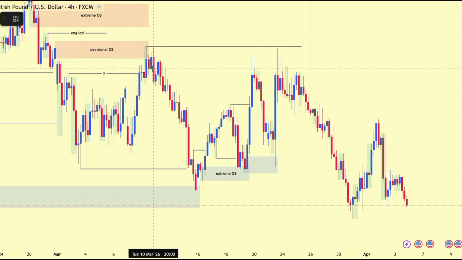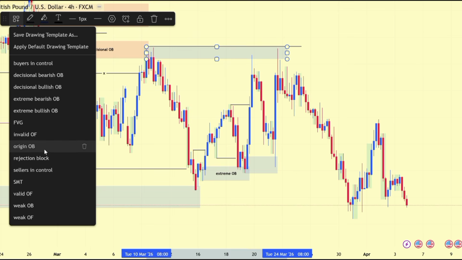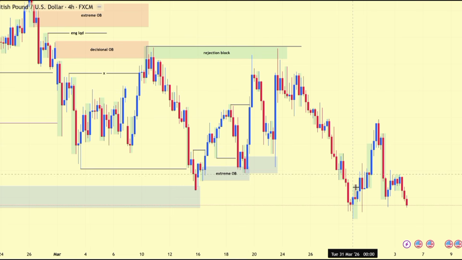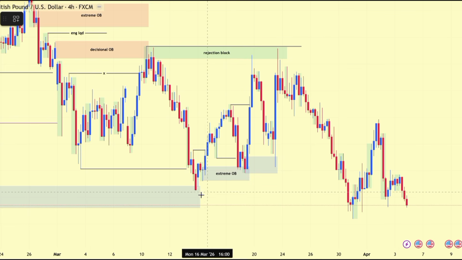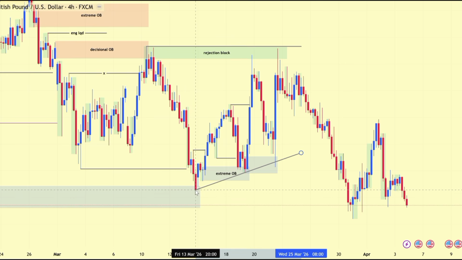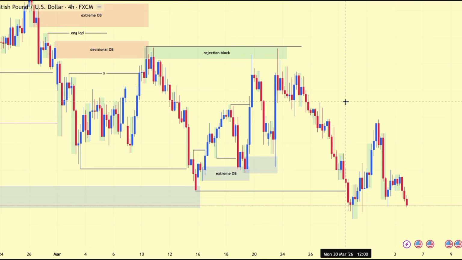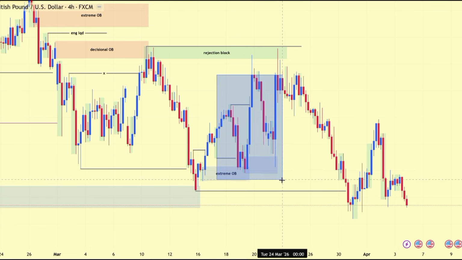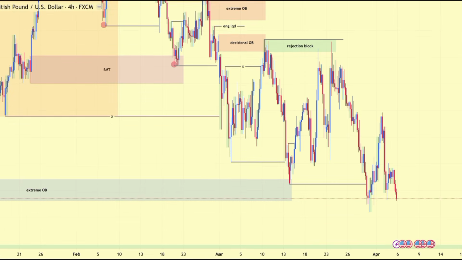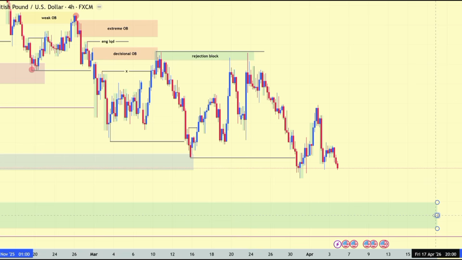Price mitigated what we call the rejection block, exactly right here. So there we have it, our rejection block. And after price has mitigated that rejection block, you can clearly see the ultimate sell. Okay, so this means our order block here has failed and price has just made a break of structure to the downside. And what does this mean? Price is looking forward for the next POI. So in this case, our next POI is none other than this rejection block right here.